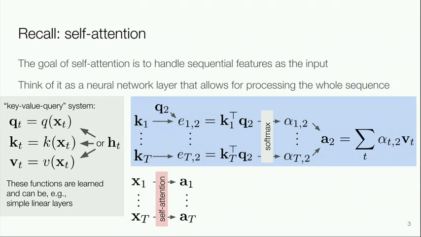Okay, so we can process our sequence into another sequence using self-attention. We can rinse and repeat this process as many times as we like, in order to continually process our sequence into representations based on this self-attention operation that we have.